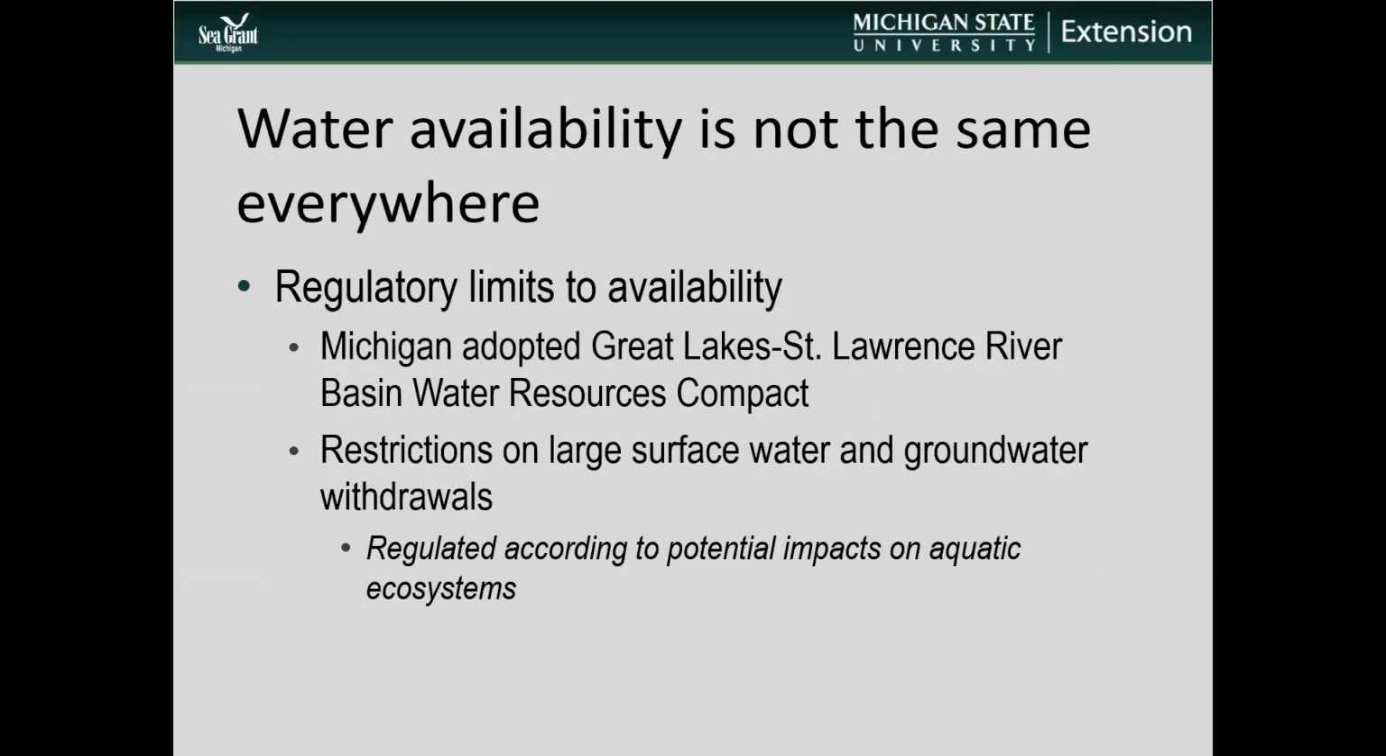We also have regulatory limits that constrain our availability to use the water. In 2008, Congress ratified the Great Lakes St. Lawrence River Basin Water Resources Compact. We all refer to it as the Great Lakes Compact or the Compact. And Michigan's enabling legislation to that compact regulates what we call large quantity withdrawals. Those are withdrawals of greater than 70 gallons per minute, which is 100,000 gallons per day. So Jim Milne is going to speak more about this in the panel discussion, but basically we're looking at restrictions on large surface water and groundwater withdrawals based on their potential impact on aquatic ecosystems.